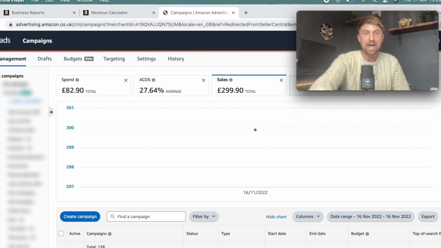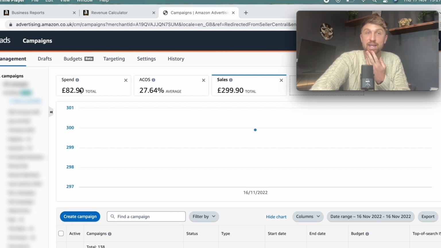So I'm actually quite happy with this ACOS. If I can get this down to 20% over the next few months, that would be great. But 27% still leaves me with roughly a 13% margin for my sales through advertising, which is fine. My target ACOS is about 20, but overall, I'm pretty happy with that.